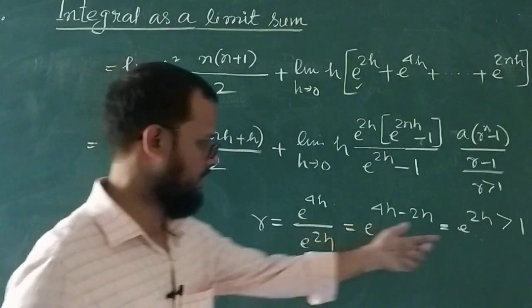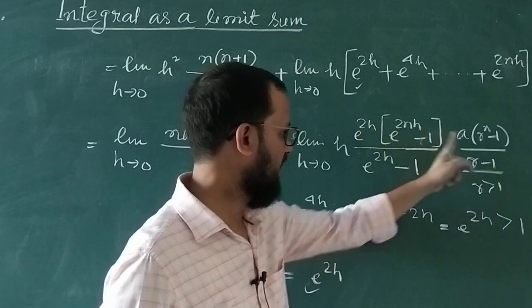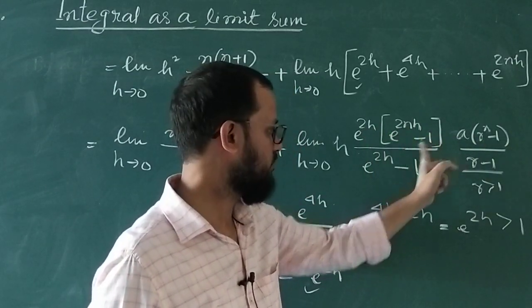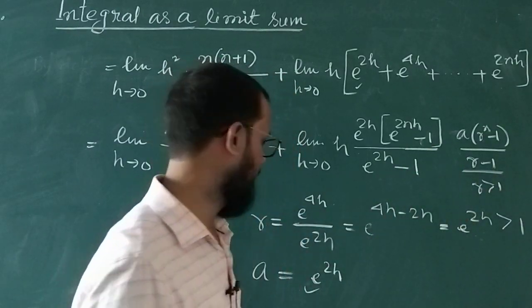Okay, this is your r, right? So finally I am replacing a by e to the power 2h, and r by e to the power 2h. Whole to the power n means e to the power 2nh minus 1 divided by r minus 1, which means e to the power 2h minus 1. That formula I have applied. Okay.